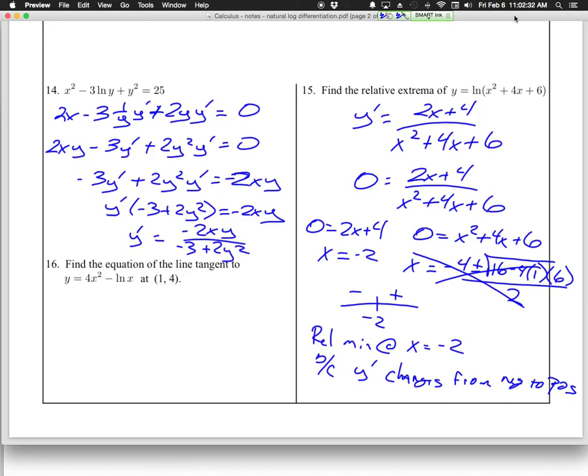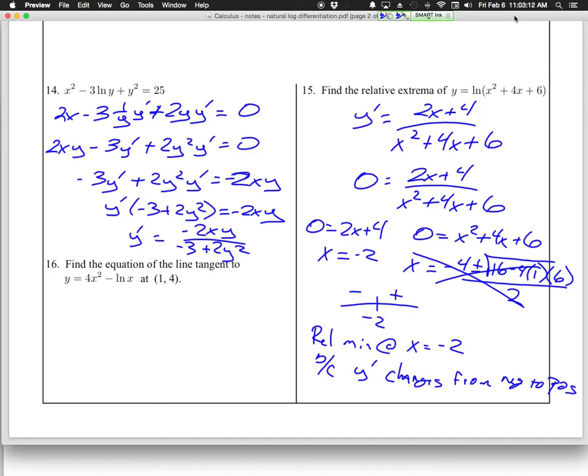Alright, last one, 16. Find the equation of a line tangent to y equals 4x squared minus the natural log of x at 1, 4. What do I need to be able to write the equation of a tangent line? You need 2 things to write the equation of a tangent line. I need the derivative to get the slope. And what else do I need? The point, which they gave.